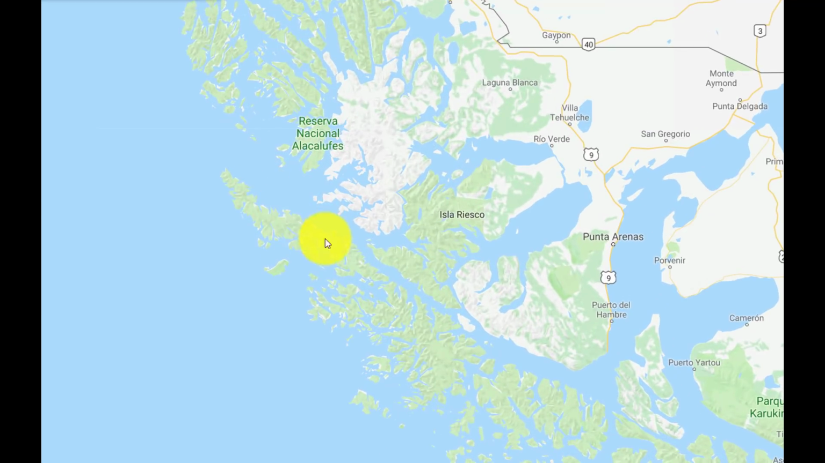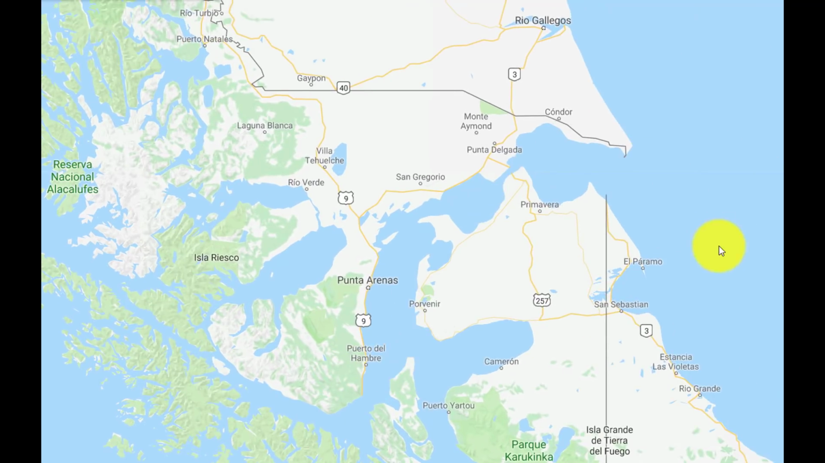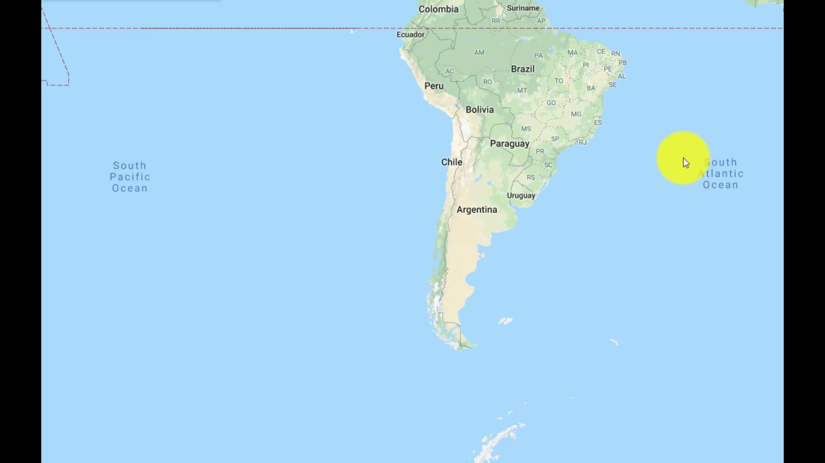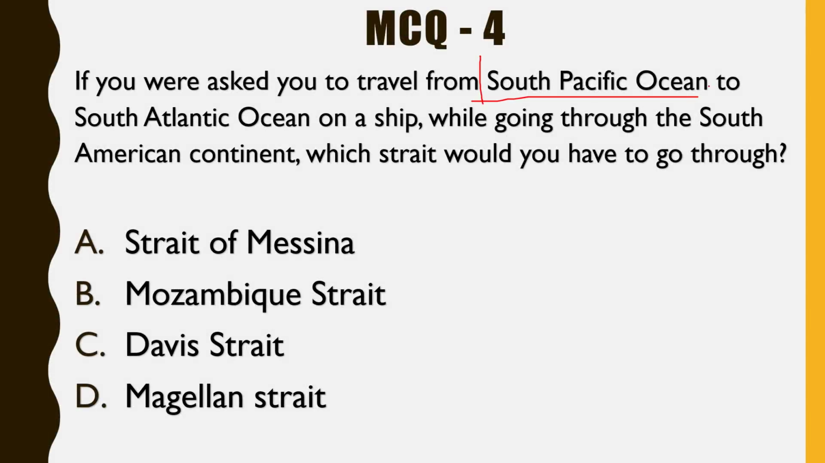You will enter from here and then cross this region and then come out of this place, and then you can enter the South Atlantic Ocean. So this satisfies our question, and this exactly is our answer. Our answer is the Magellan Strait. So in order to travel from the South Pacific Ocean to the South Atlantic Ocean through the South American continent, you will need the help of the Magellan Strait.